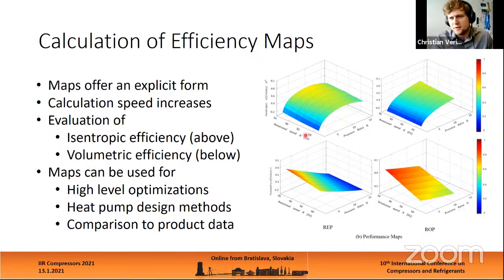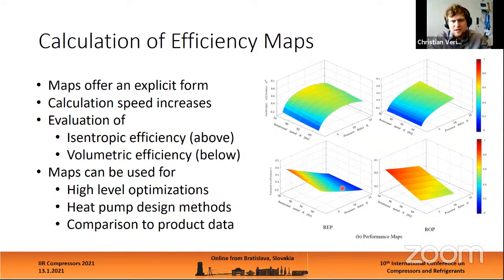We compute our efficiency maps of a compressor, because such a map offers an explicit mathematical form, which might be used for any other application, which increases the calculation speed dramatically. And these are exemplified results for the isentropic efficiency above and the volumetric efficiency below, depending on rotational speed and pressure ratio. So one can see the parabolic function more or less for our isentropic efficiency depending on the pressure ratio, which is according to the literature, and a decreasing volumetric efficiency with pressure ratio, which is also according to literature.